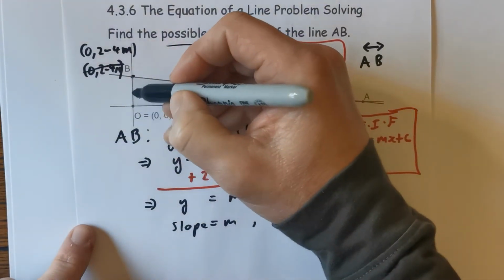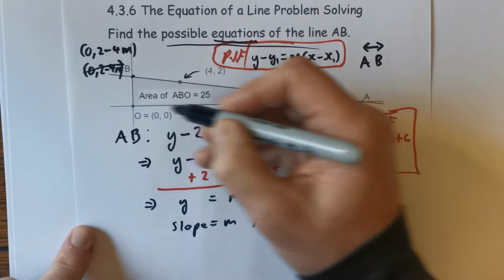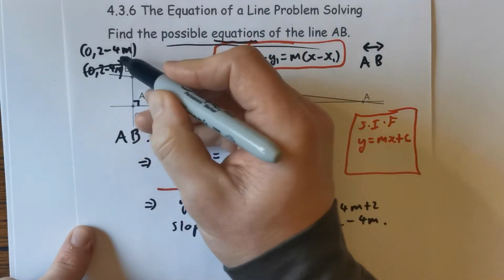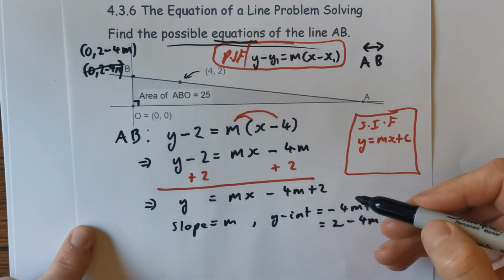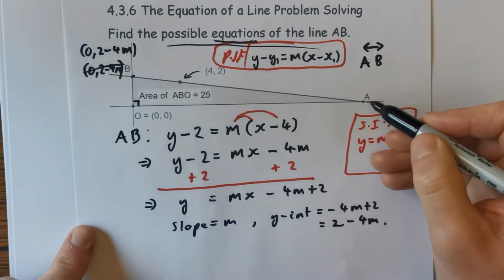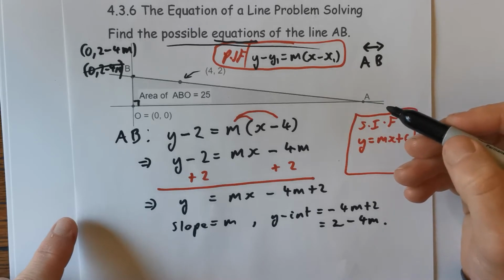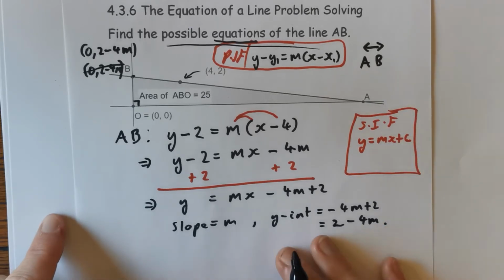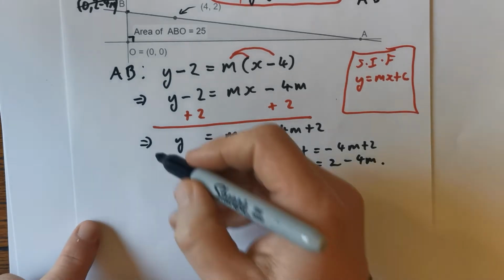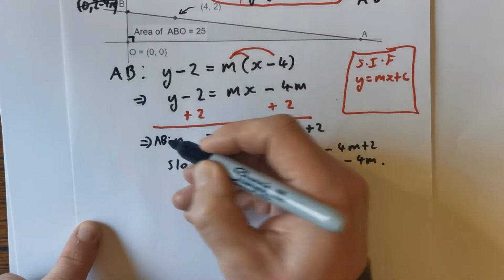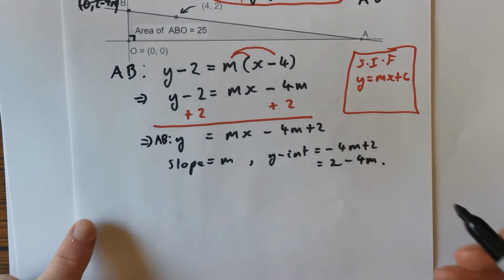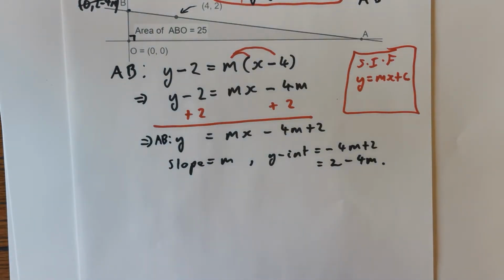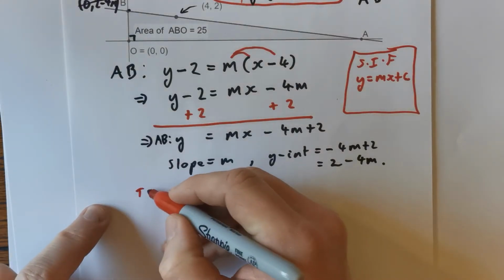Notice that's also the vertical height of this triangle, because there's the y-axis, here's the x-axis, that's a right triangle, which is going to be important. The next thing I'm going to think about is the x-intercept of this line AB. It has equation y equals mx minus 4m plus 2. I don't know what m is, but if I did, I could write that in slope-intercept form by just substituting m in.